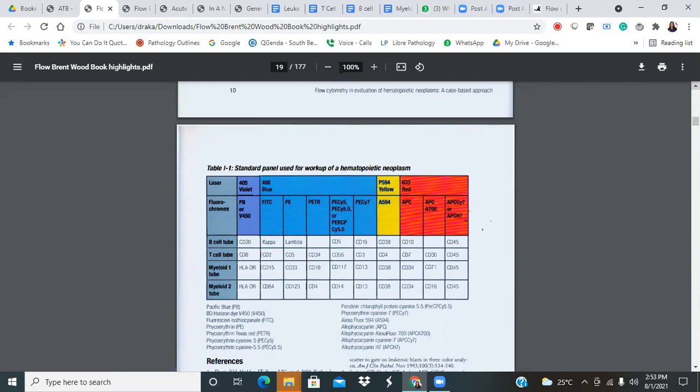So for example, if your 13 or 33 is also PE and your lambda is PE, you won't see that in the same tube. So people have to use a separate tube to study that. Do you understand what I'm saying?